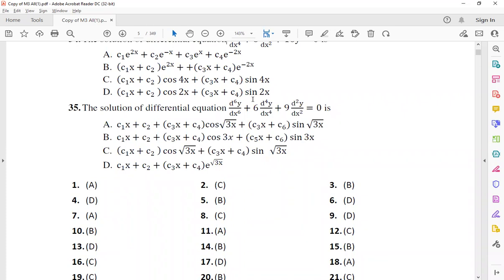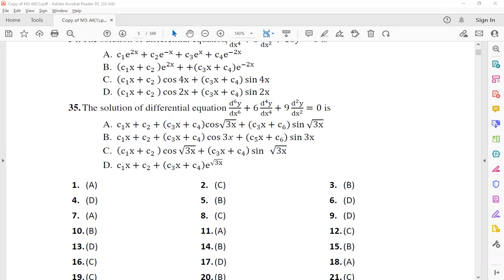The solution of the differential equation D raised to 6 plus 6D raised to 4 plus 9D square equal to 0. What do we do first here? D square is common, so we take D square common. So it is D raised to 4 plus 6D square plus 9 equal to 0. D square means twice, so D is 0 and 0.